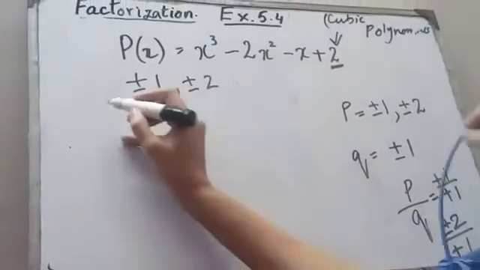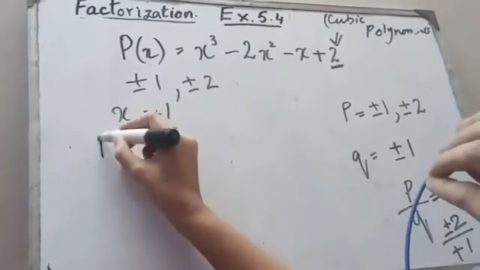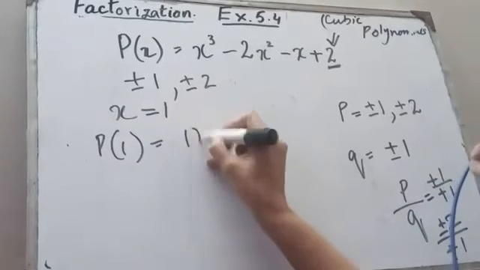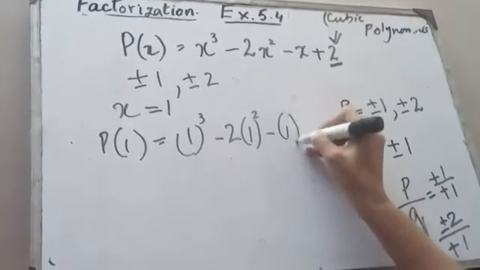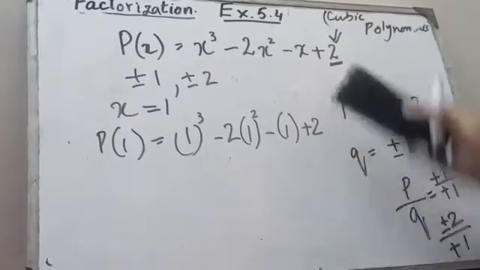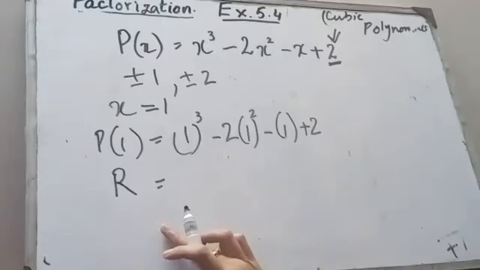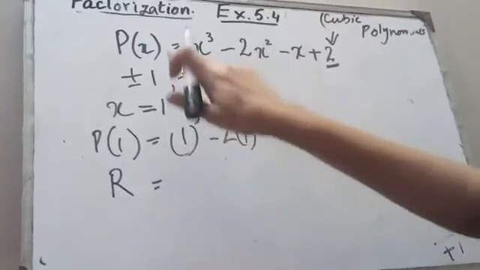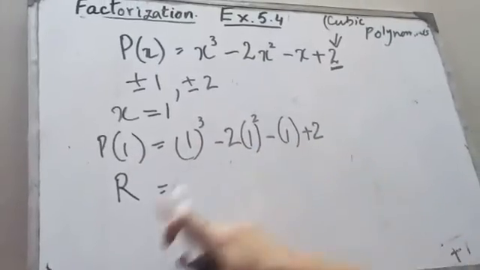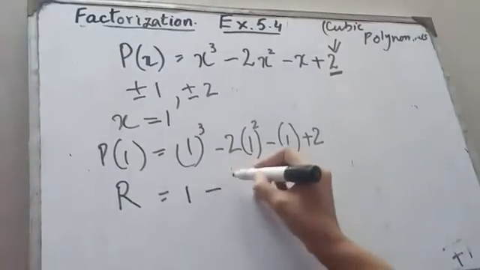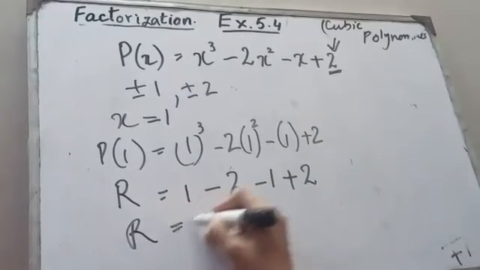So when the value of x is plus 1, we put this 1 in the place of all the x's in the polynomial. Okay, so if you remember the remainder theorem, what does it say? That when a polynomial is divided by a linear polynomial and the same value is put in the place of x, the answer is the remainder. So what is the remainder? 1 minus 2 minus 1 plus 2. What is the remainder? 0.